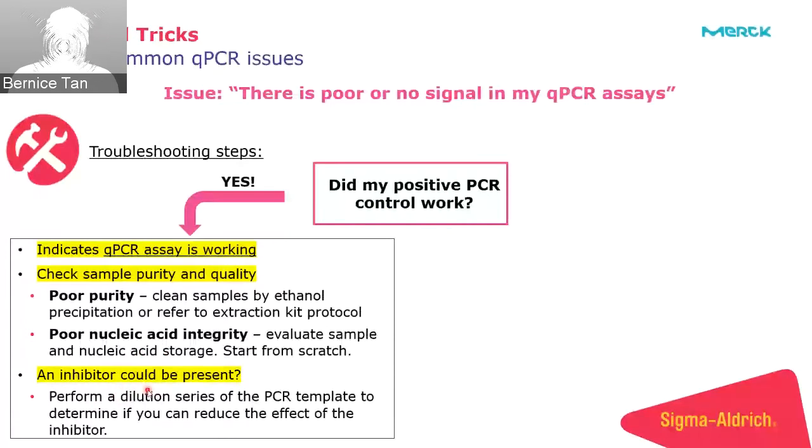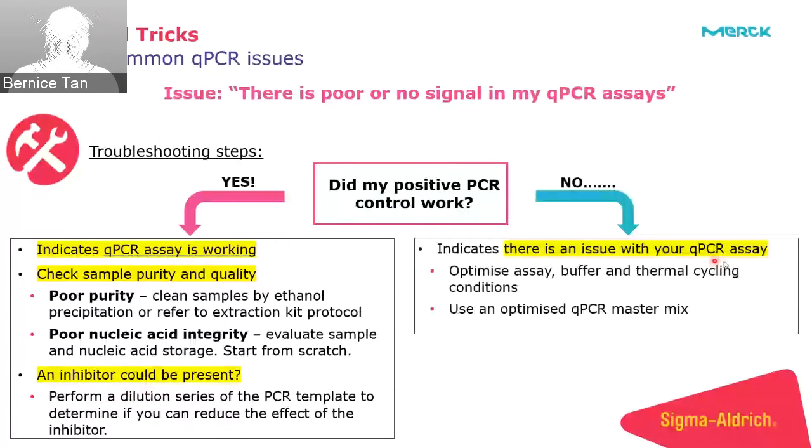Now, what do you do if your positive PCR control did not work? It indicates that there's an issue with your qPCR assay. So you need to go back to what we've talked about: optimize your assay, buffer, and thermal cycling conditions. And if none of these work, you might also think about using an optimized qPCR assay, or maybe just try a fresh batch of qPCR master mix because it might have gone off.